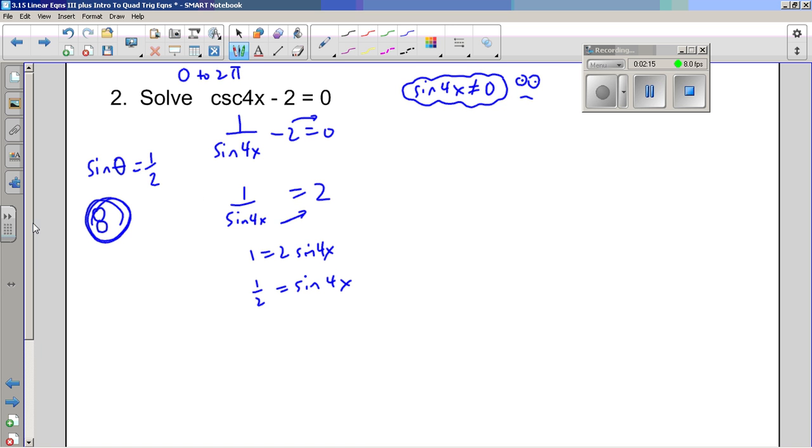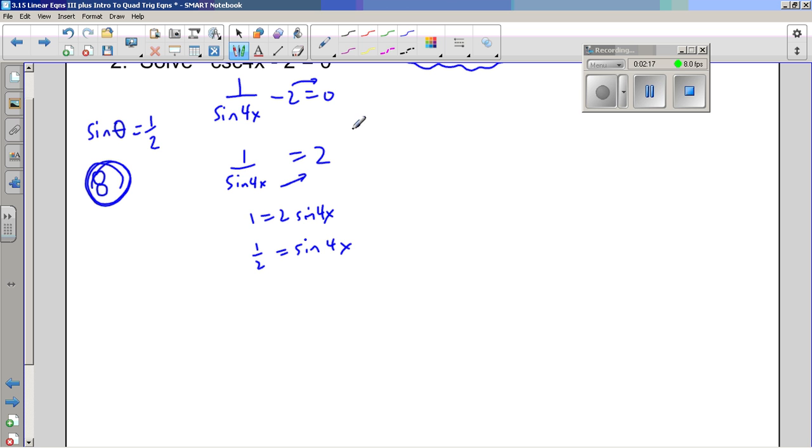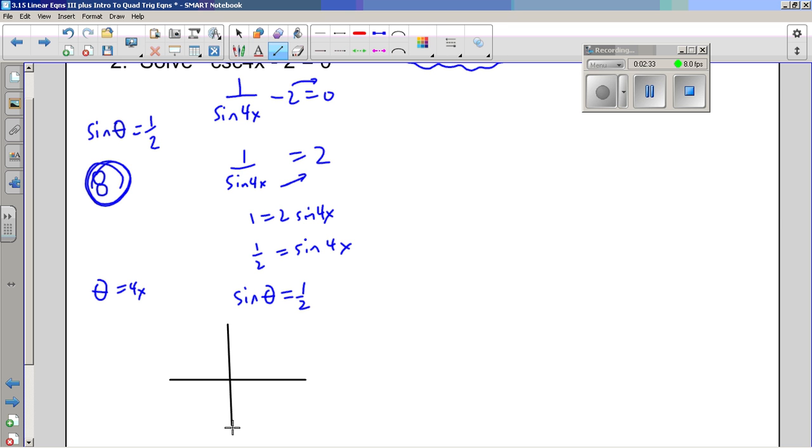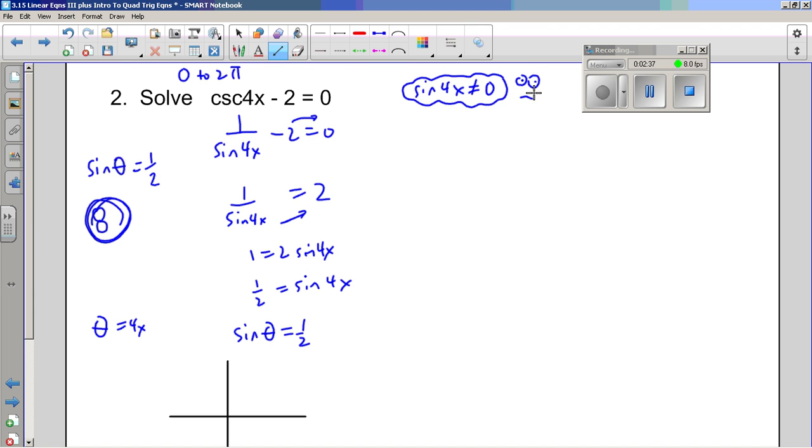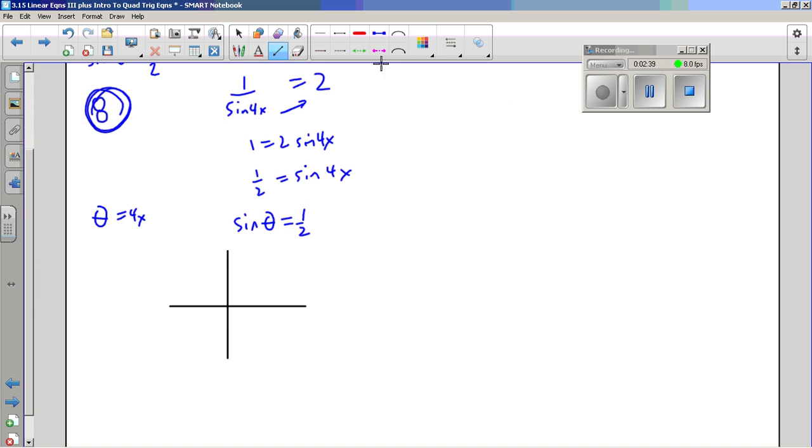How do I solve these ones with the period changes? I'm going to solve a simpler problem. I'm going to solve sine theta equals a half, where theta is equal to 4x. This is a trick we've pulled a couple times now, so no one should be scared. Even though we're kind of scared of the bottom being 0, we're not scared of this theta business anymore.